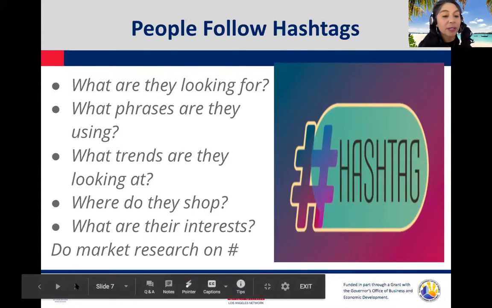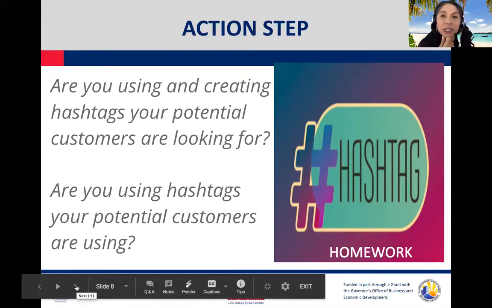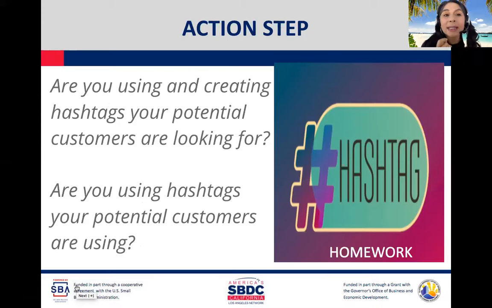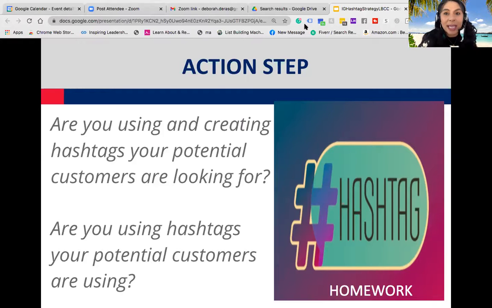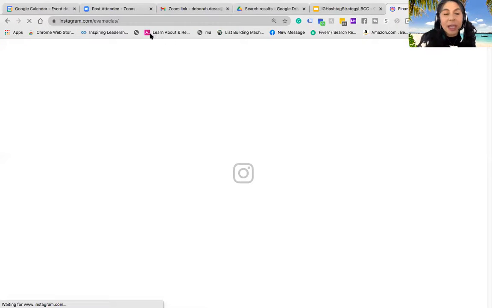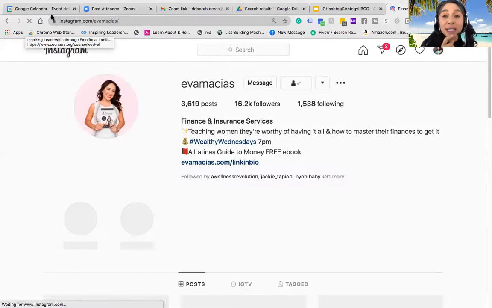So you could do market research on hashtags, like I was doing on Instagram, seeing what people in my industry are searching for and what they're using. The best way to do it, and I'm going to see if I can share my screen with you, is, hold on, I'm going to stop sharing here. I'm going to show you one of my competitors. I think I did show you this last week, but I'm going to show you again for repetition, how I was able to see her hashtags and how I was able to see what hashtags I was missing.